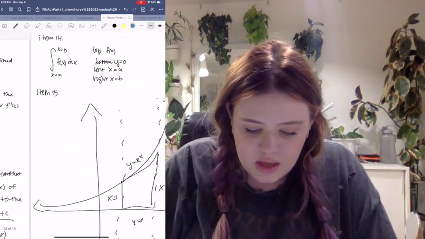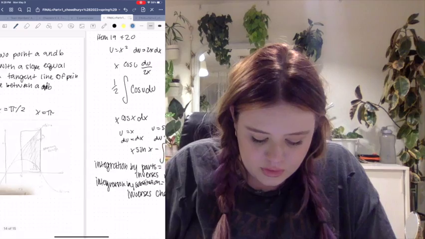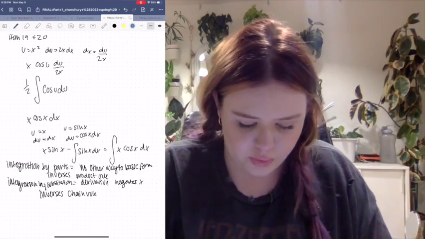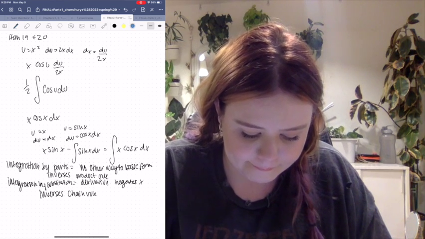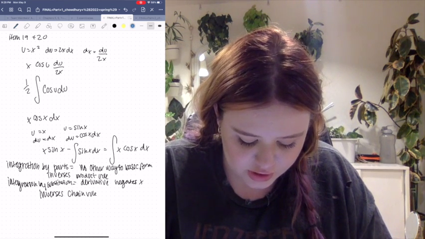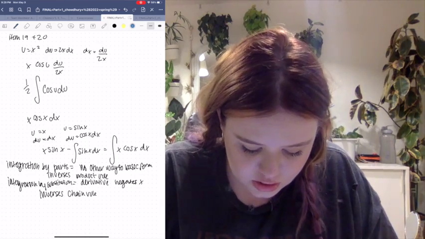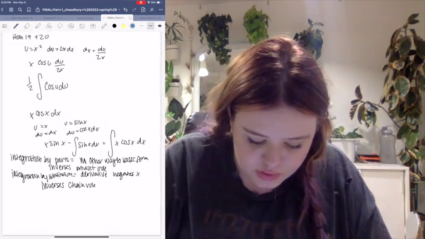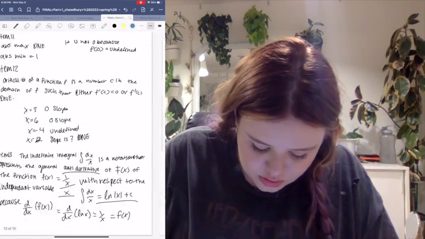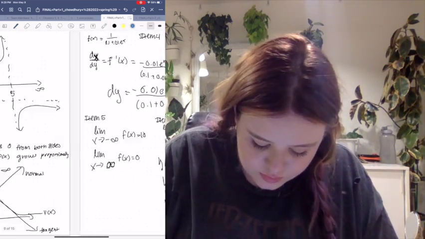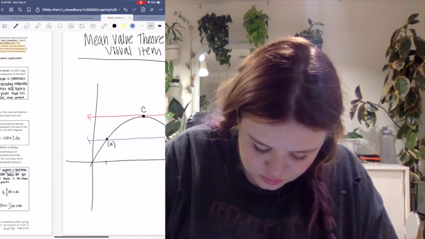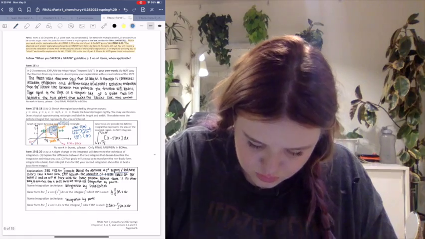This wasn't a problem that I worked on, so I'm not sure I'll be able to follow our work super clearly, but you can see for integration by substitution, which one was substitution? Yeah.